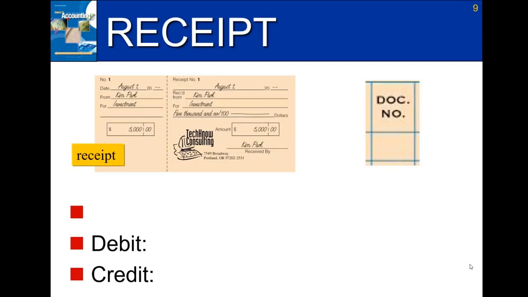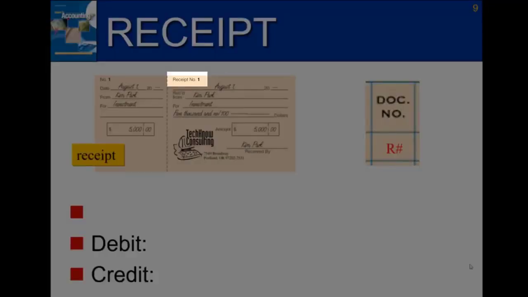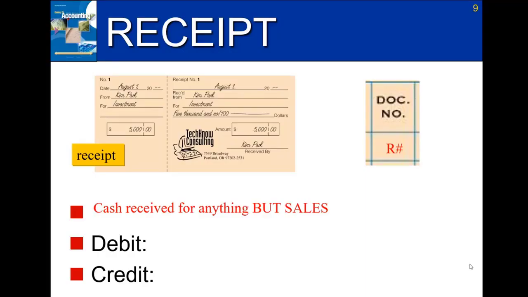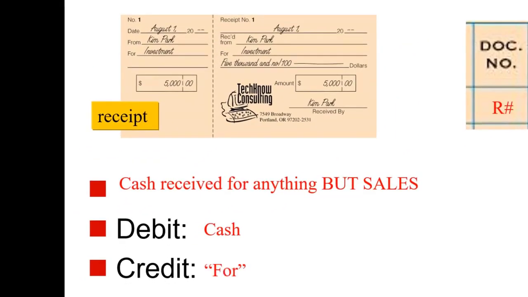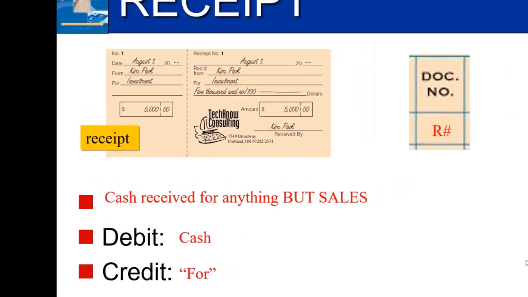The third type of source document is a receipt, and the document number here is going to be R and then our number. So in this example, it would be R1. A receipt is used when you receive cash, so receipt. It's when you receive cash for anything but sales. So when we receive cash for sales, that's on our invoice, but a receipt is cash received for anything but sales. So if I receive cash, cash is my debit, and then my credit is actually who I am receiving or what I am receiving it for. So in this receipt, it says for investment. So my credit here would be my name and capital account.